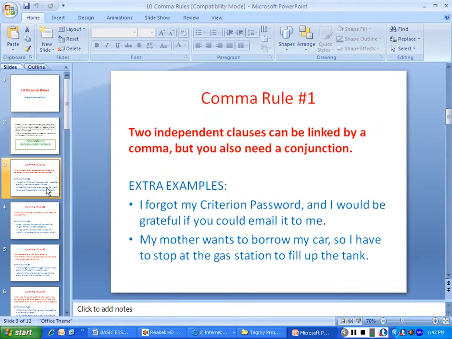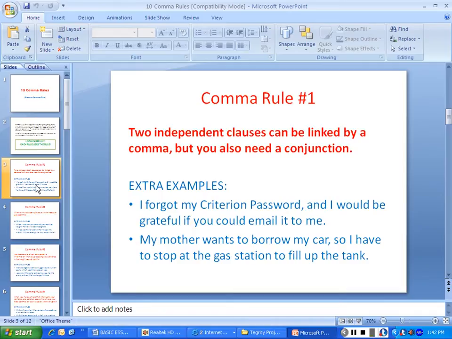Comma rule number 1. Two independent clauses can be linked by a comma, but you also need a conjunction. Let's find the two independent clauses here. The first, two independent clauses can be linked by a comma. The second, you also need a conjunction. Each of these is an independent clause that we have connected by using a comma and the conjunction but. Let's read the rule again. Two independent clauses can be linked by a comma, but you also need a conjunction.